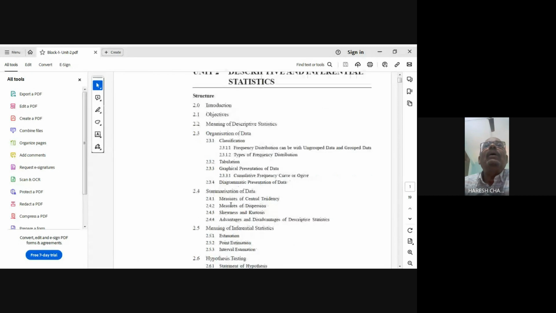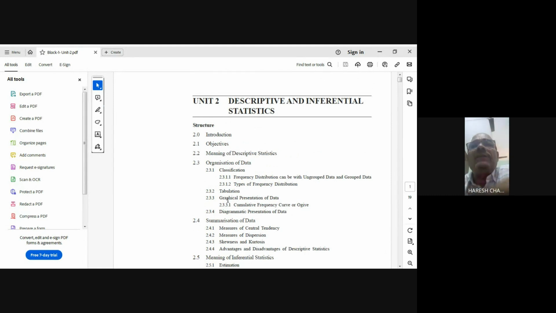Now, about block 2. Block 2 has descriptive and inferential statistics. Parametric, non-parametric, parametric, Sir, and it's block... non-parametric. Sir, it's block 1, unit 2. Sorry. Block 1, unit 2. You have descriptive and inferential statistics.